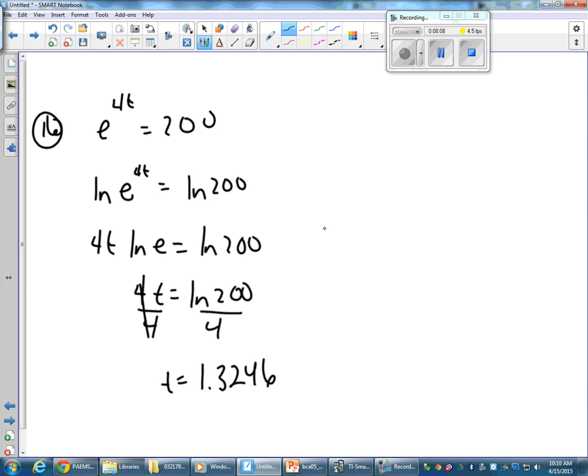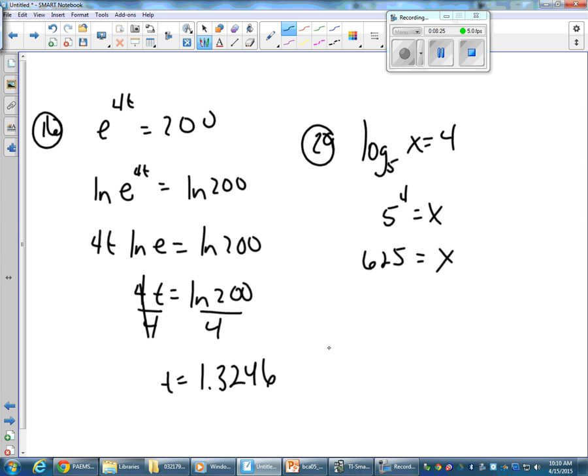Most of these, so then we get to some that are written not in exponential form, but written in logarithmic form, like 29. Log base 5 of x equals 4. So rewrite it as exponential. 5 to the 4th equals x. Real easy. 5 to the 4th is 625, so x is 625.